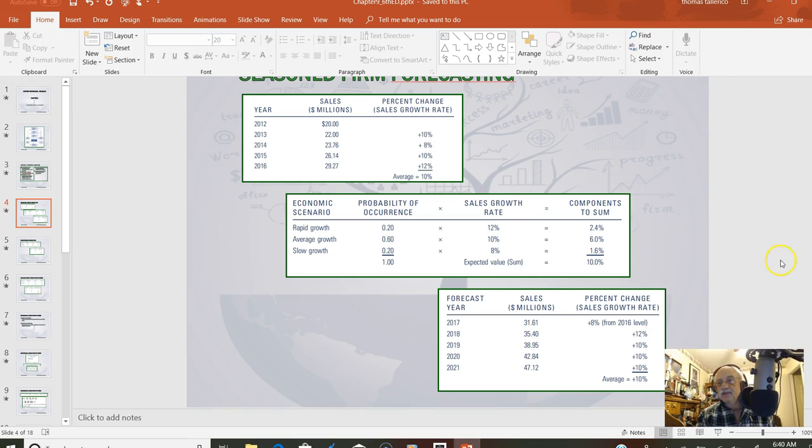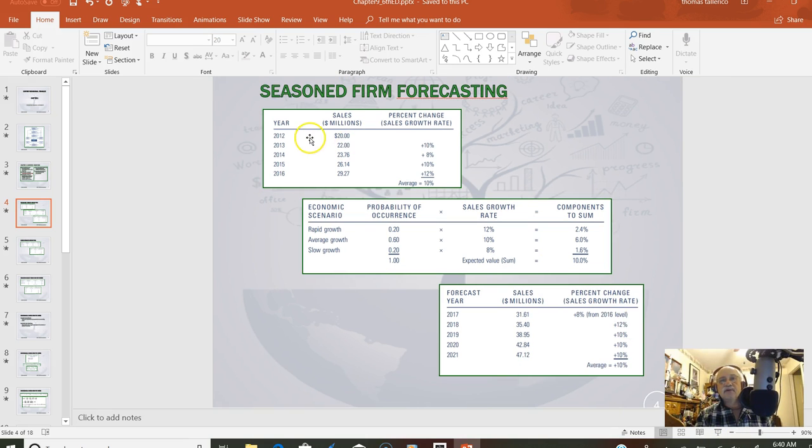So let me fix this a little bit. All right, for a seasoned firm, we talked about that a minute ago, it's been around for a while. This is the years that have already passed, right? Notice there's no word here that says forecasting, okay? It basically says seasoned firms, and it's the actual numbers over time. It covers the years 2012 through 2016. And you can see here are the sales.